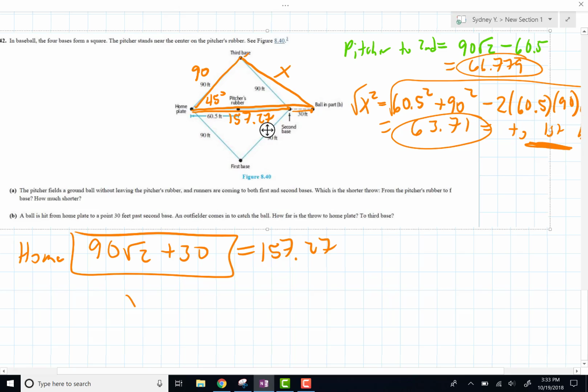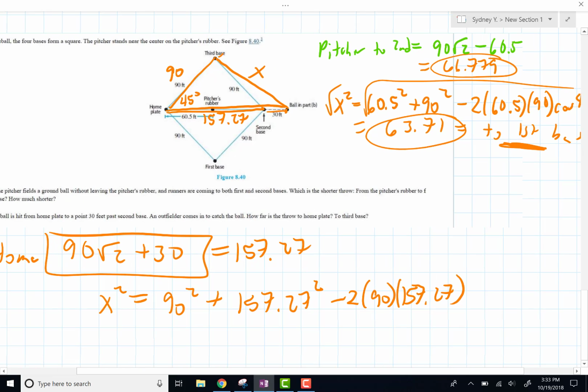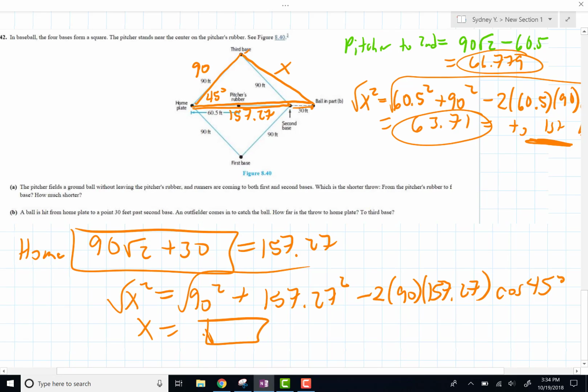So the x squared, across from the angle that we're working with, is the 90 squared plus the 157.27 squared minus 2 times 90 times 157.27 times the cosine of that 45 degrees. So again, you're just going to punch this all in on your calculator with a big square root over it, and you'll get something for your x. I trust you. Cool. And I think that's that one. Awesome.